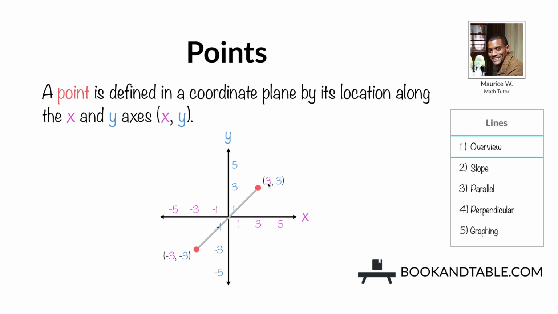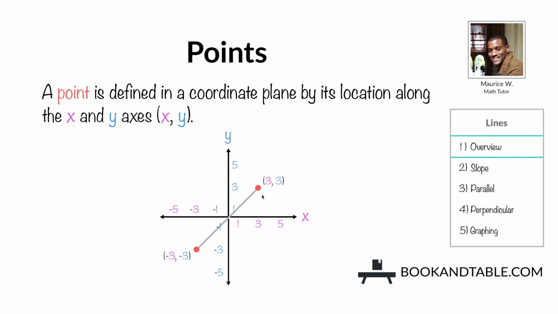This first 3 represents the x value, which is this number. The second number represents our y value, which is here. So this point is positive 3 along the x-axis and positive 3 along the y-axis. Hence the coordinate 3, 3.